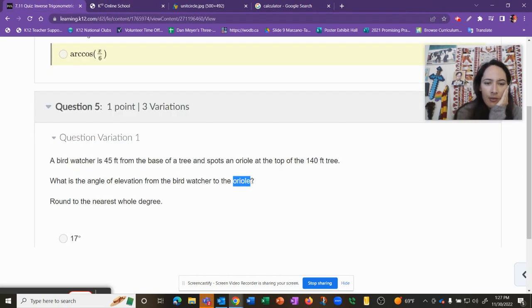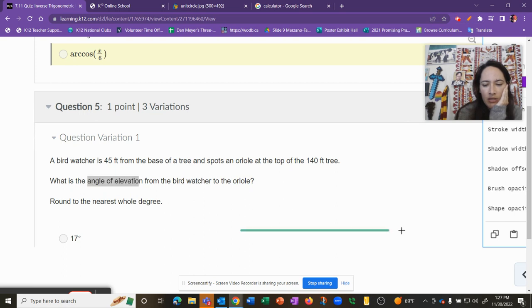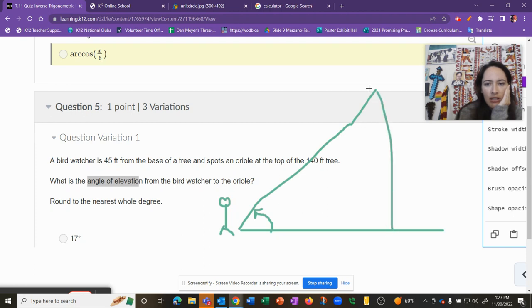Well, 45 feet from the base. What is the angle of elevation? So now we have to talk about these words. The angle of elevation, if I'm standing here, would be the angle up, right? The angle of elevation. If I were standing up here, like on top of a building, and it said the angle of depression, yeah, declination? No. The angle of depression.